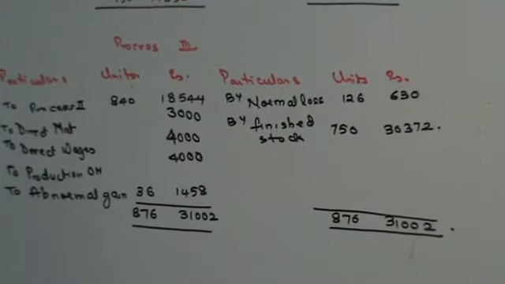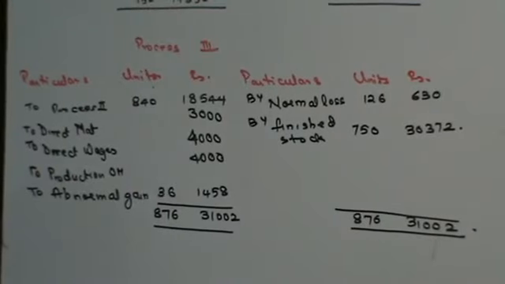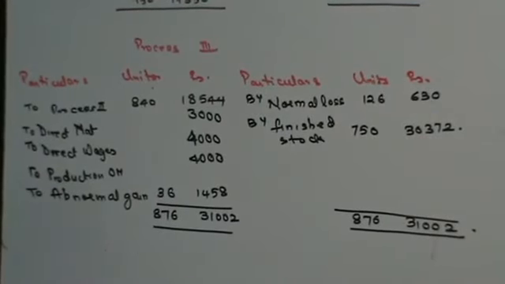Now in some of the sums, besides this, they will ask you to make normal loss, abnormal loss, abnormal gain, and costing P&L account. Let's see how we make this. First, let us see how we make an abnormal loss account.